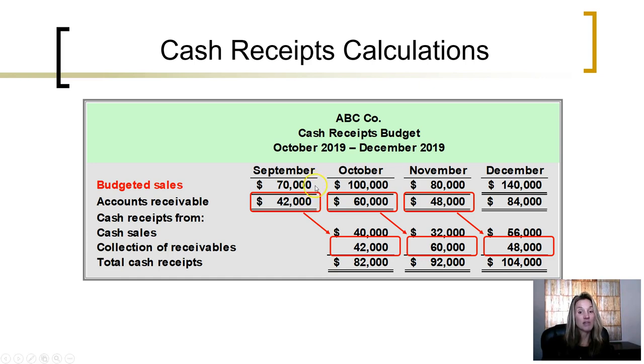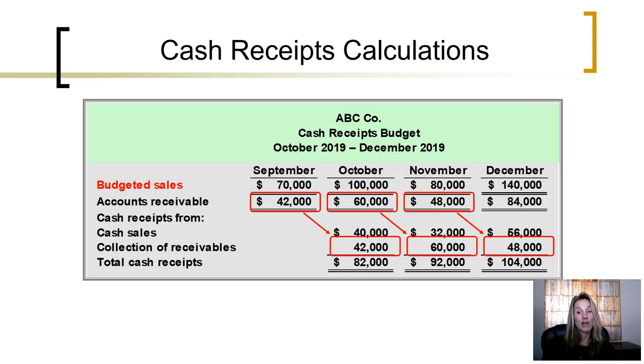September sales were $70,000, $42,000 or 60% were on credit, and all of those credit sales are budgeted to be collected the following month in October. That means cash collections are budgeted to be a total of $82,000 during October.